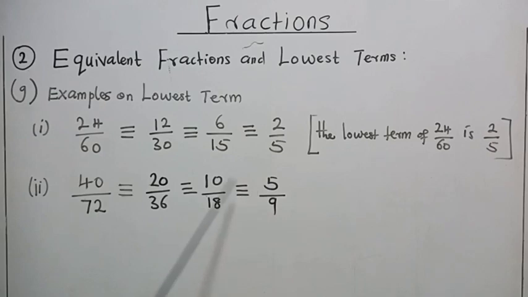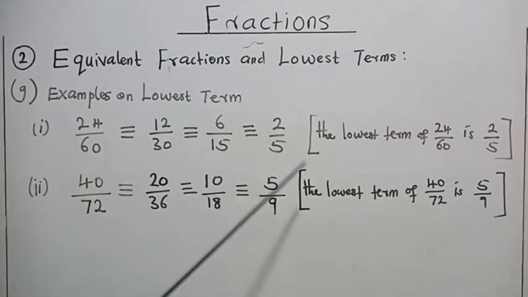5 over 9 no longer has a common factor for numerator and denominator. 5 and 9 do not have another whole number common factor. Because of that, dividing something into 72 and picking 40 is done in the most practicable way by dividing the same thing into 9 and picking 5. This is more practicable than this. We then say that 5 over 9 is the lowest term of 40 over 72.